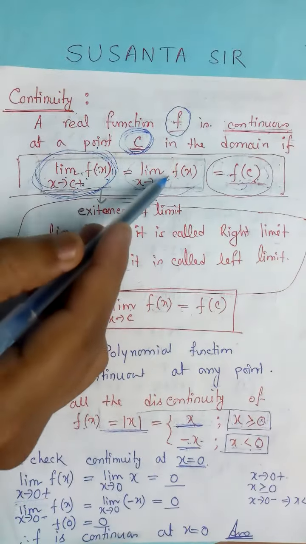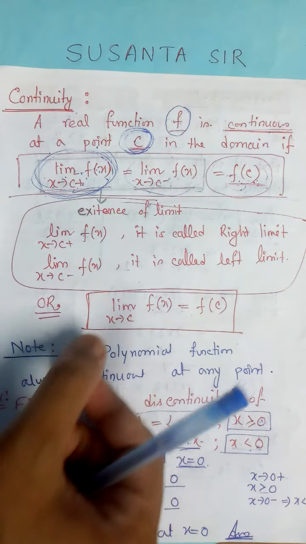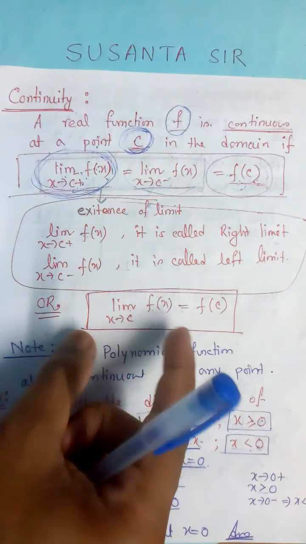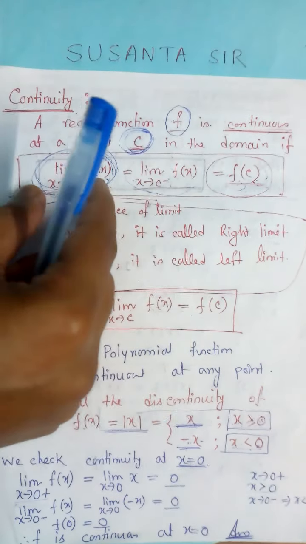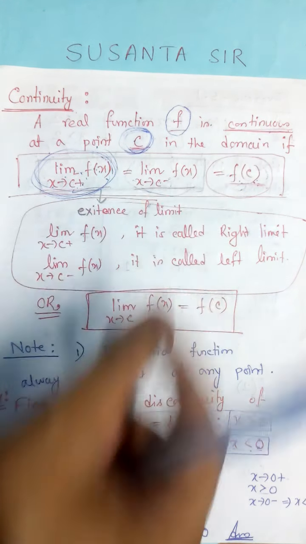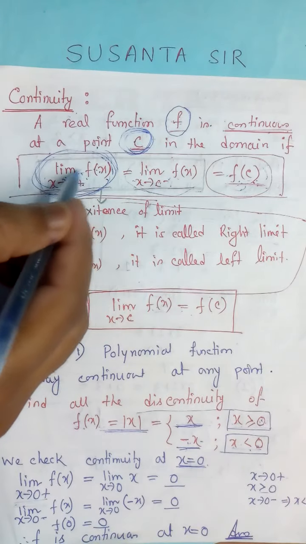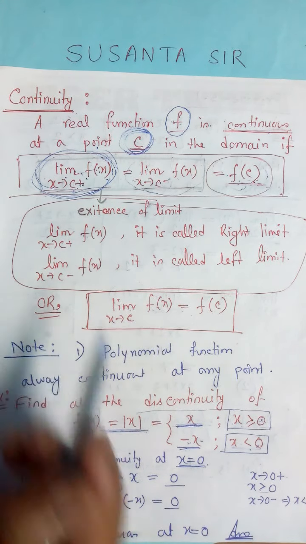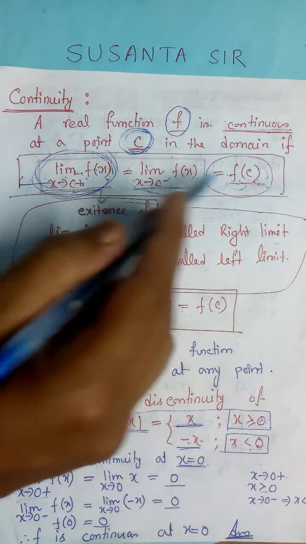Okay, and right limit equal to left limit means the limit exists, that means limit x tends to c f(x) equals f(c). In place of these two you can write this also, because we know from class 11 that if right limit and left limit are equal, then the limit exists and its value is limit x tends to c f(x). C plus and c minus equal means x tends to c f(x) equal to f(c). You can use this also, but to do the problem we are using that formula.